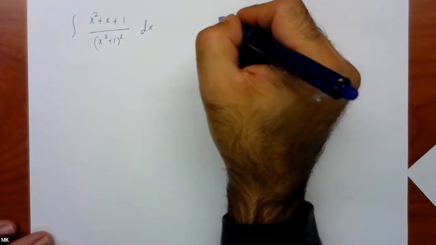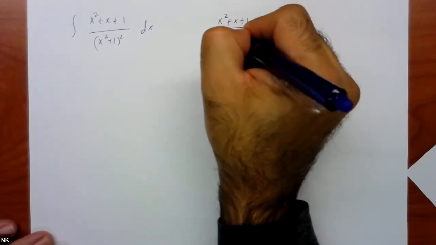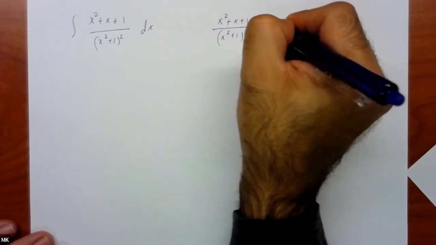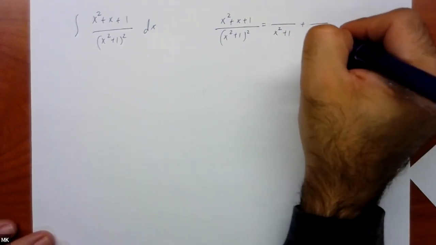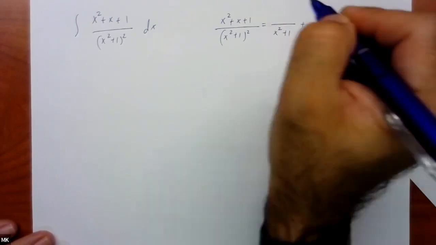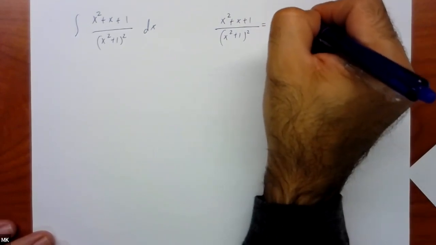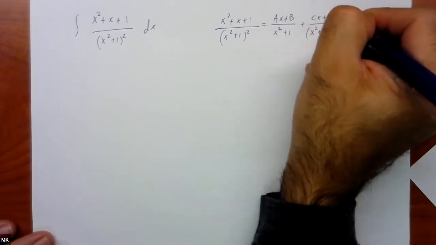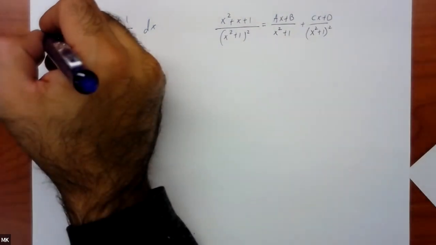Again, I'll do partial fraction decomposition on the side, and then I'll combine them together. Because it's a square and it's an irreducible quadratic, my denominator is going to be x squared plus 1 and x squared plus 1 squared. Numerator, because they are irreducible quadratic, would be ax plus b, cx plus d.